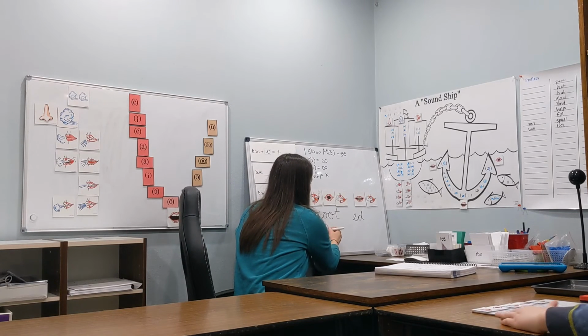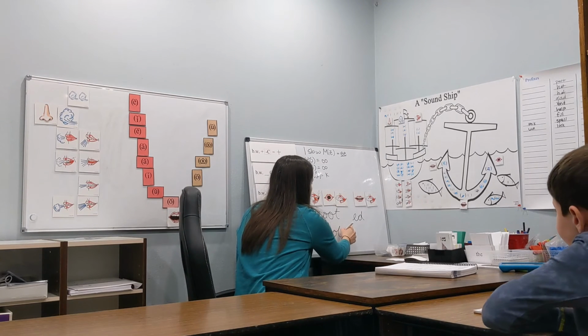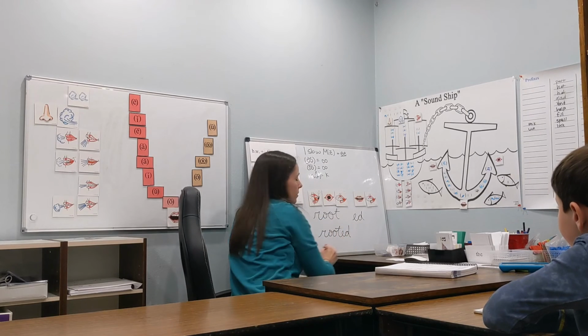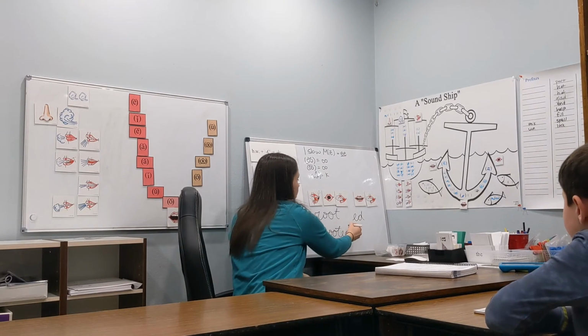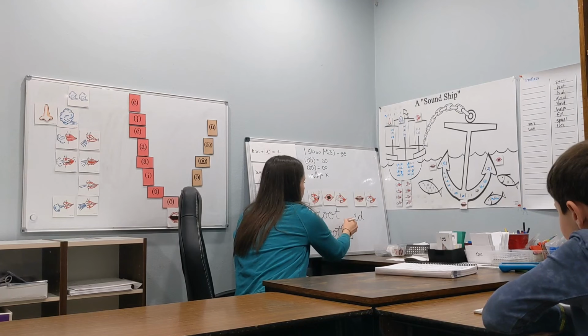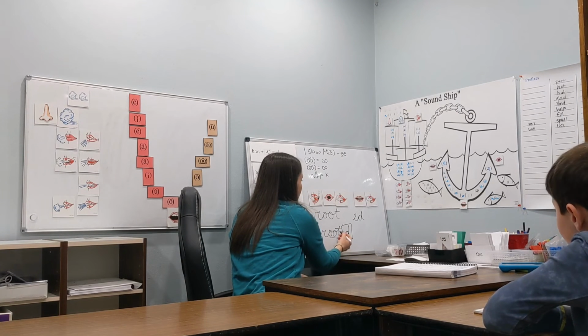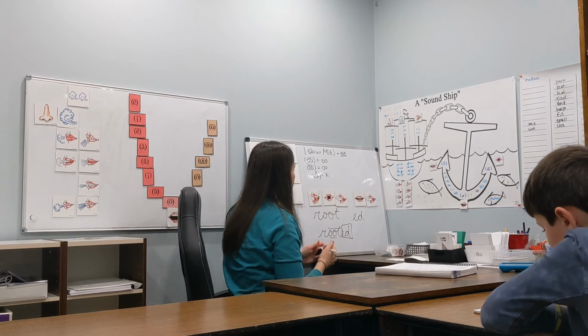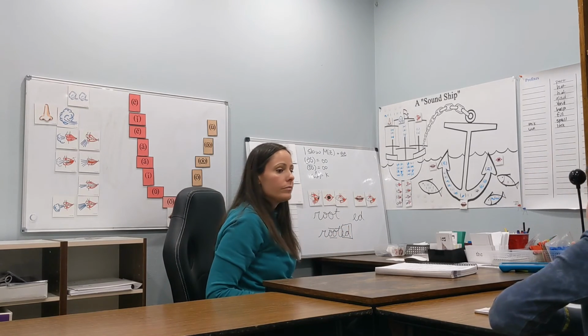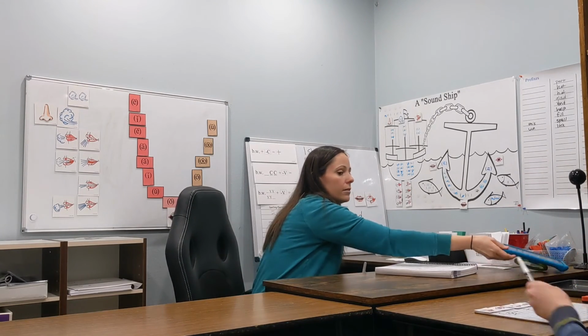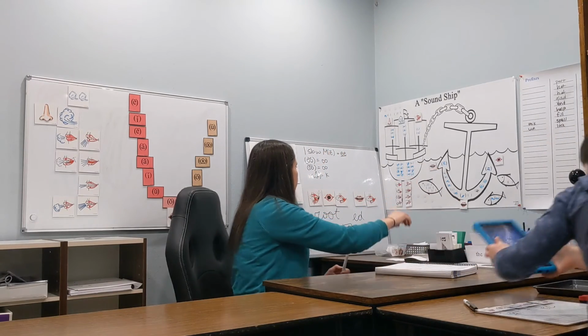R-O-O-T-E-D. Now let's code it. Very good. And underline. And this is a long vowel sound, so we'll put a macron. Go ahead and read that word. Rooted. Take a picture of that. We'll erase.